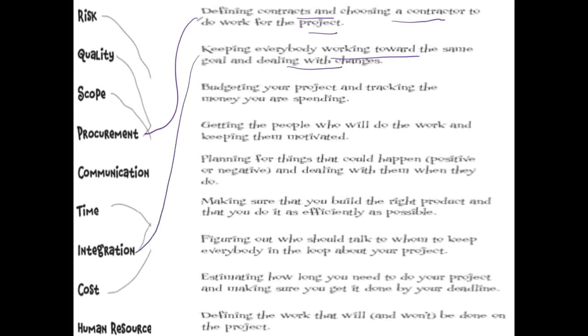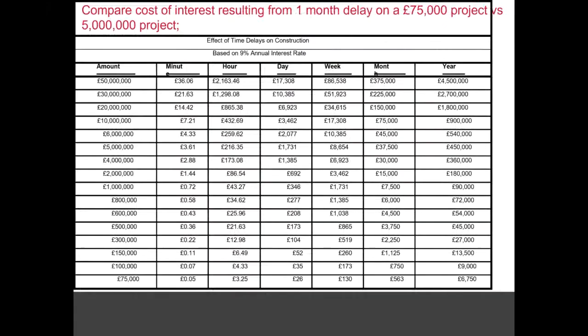So you could do this exercise just to create an awareness of what are other dimensions such as risk, quality, scope management, procurement, communication, time, integration, cost, and human resources. Right. So one key aspect that we focus on in scheduling is time.